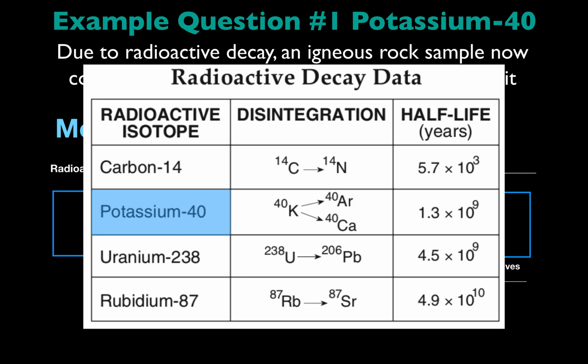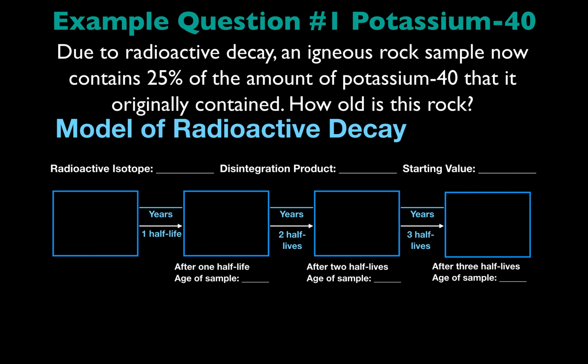If we look at the disintegration column, we'll see that potassium-40 can actually decay into two other stable isotopes. One could be argon-40, the other one could be calcium-40. So we can go to either one. And the half-life for potassium-40 is 1.3 times 10 to the 9th years. So now with this information, we can start filling out our model.